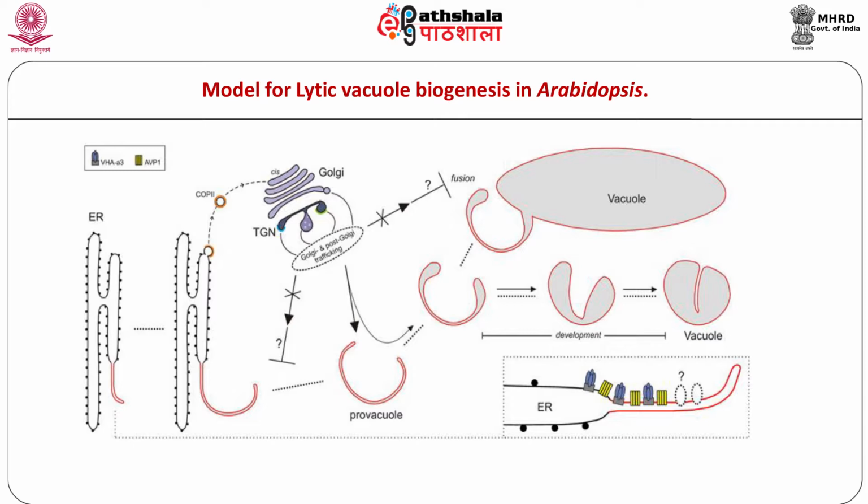Impairment of Golgi and post-Golgi trafficking, which is shown by cross arrow, leads to aberrant multilayered provacuoles. These observations could be explained if impairment of Golgi and post-Golgi trafficking would interfere with the process of provacuole release from the endoplasmic reticulum or with the fusion between provacuoles and vacuoles.